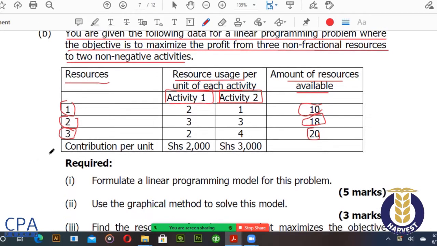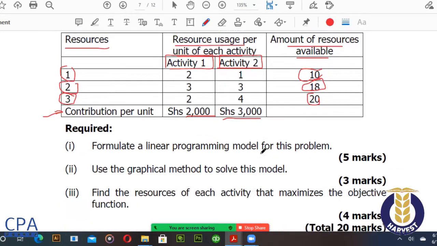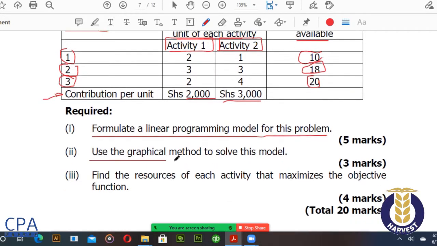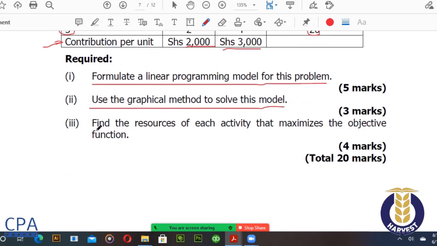Then they have given us the contribution per unit. Activity 1 contributes 2,000, activity 2 contributes 3,000. So they want us to formulate a linear programming model for this problem and then use the graphical method to solve this model, and then to find the resources of each activity that maximize the objective function.